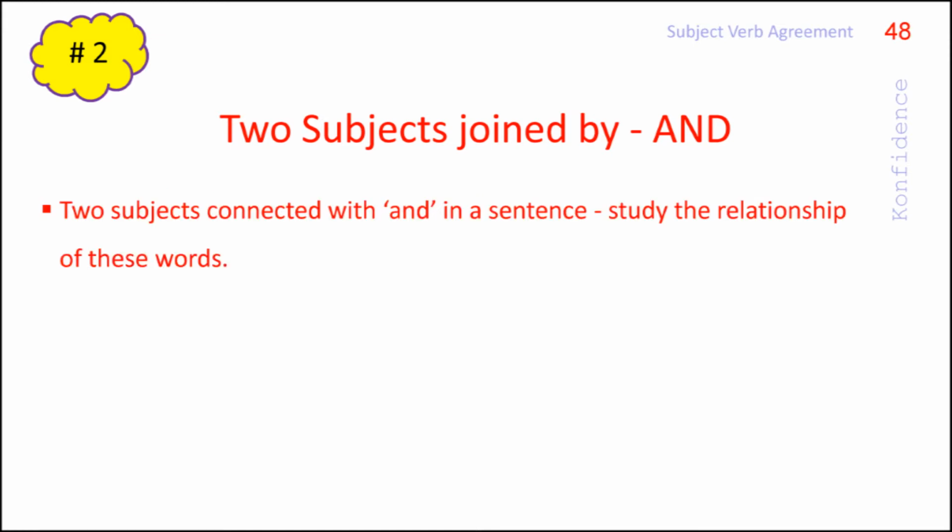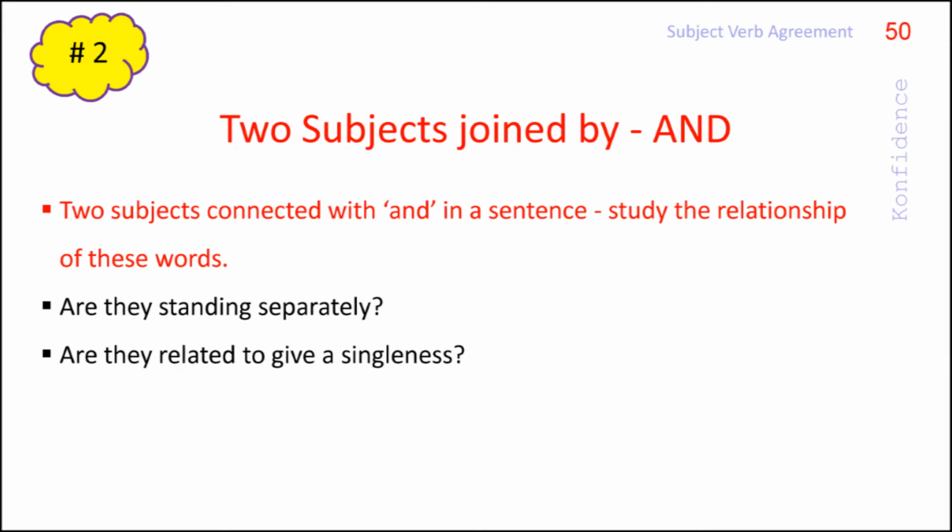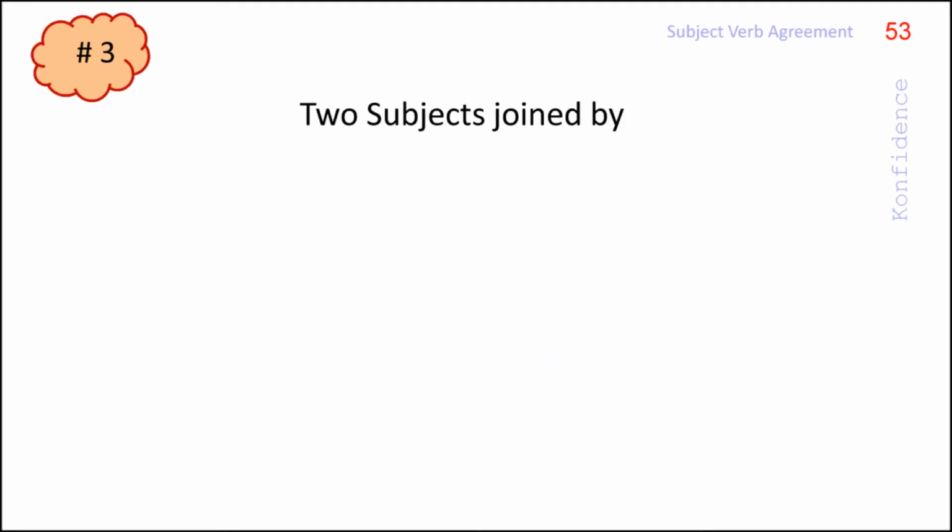So when we see two subjects connected with and in a sentence, we must study the relationship of these words. We should ask a question: are they standing separately or are they related to give a singleness? In the first case, a plural verb, and in the second case, a singular verb must be used.